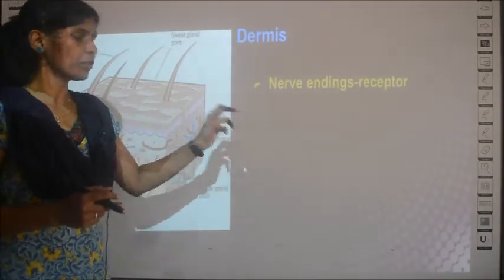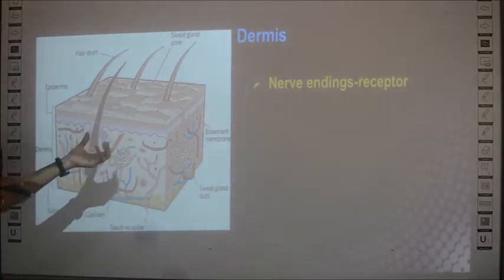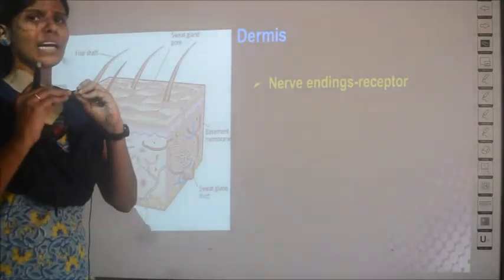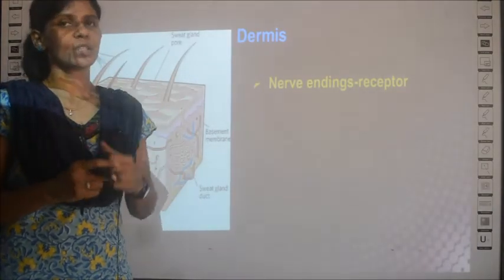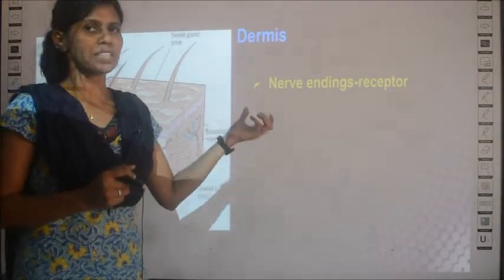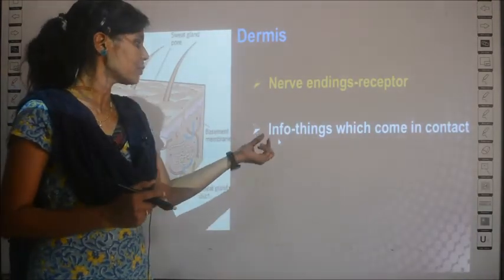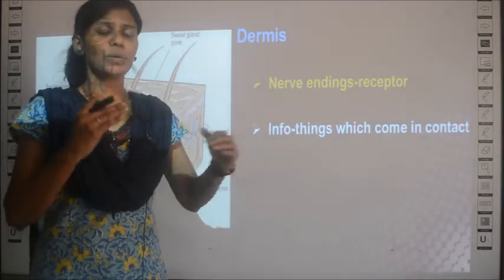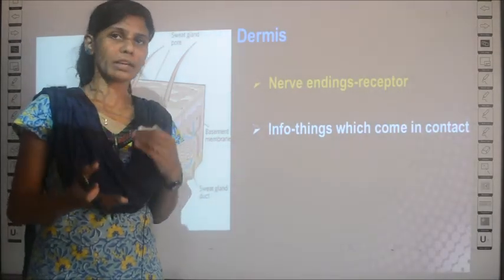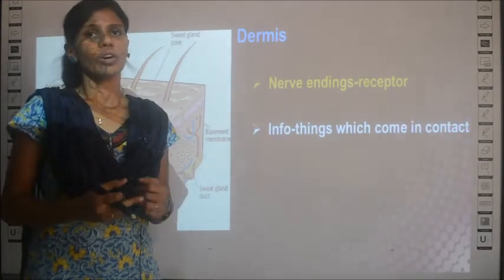And some more facts about the dermis. The dermis layer is the one which has receptors. I told you, the nerves will have endings, and in the endings there will be a bundle-like structure, that is the receptor. And the receptor, as I told you, is the one which will sense the external stimuli. It gives information of the things which come in contact with the skin, let it be heat or cold or pain or pressure.